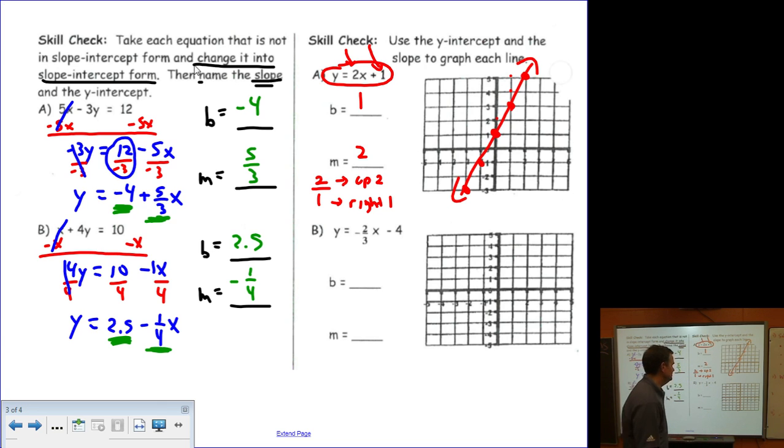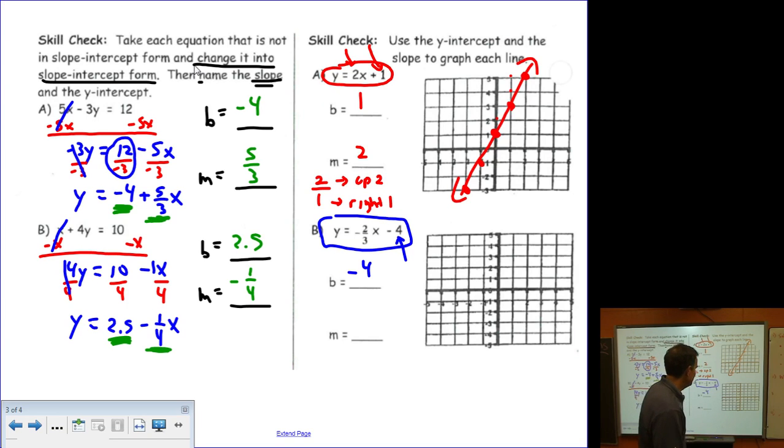Let's look at the next one. So the next one is already in slope-intercept form, right? The number out here is the y-intercept, -4. Let's go ahead and graph that point. Here's -4 on the y-axis. The slope of this line is -2/3.